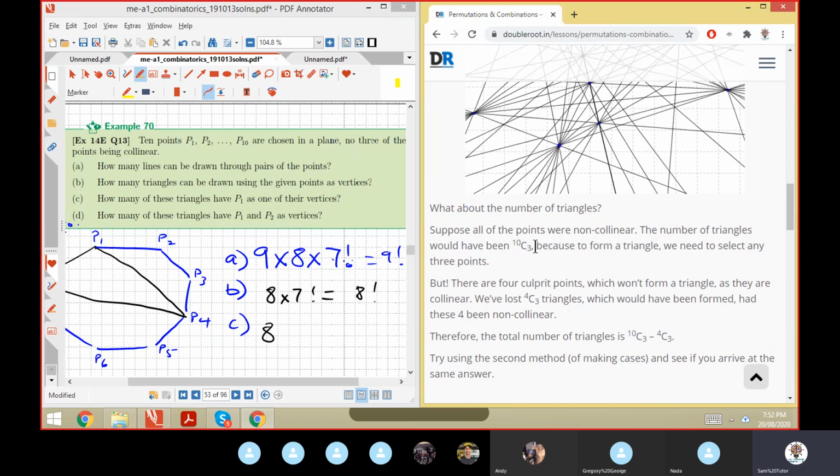What about all the other triangles? Suppose all points are non-collinear. Is that it? So this probably says it the easiest way. The number of triangles would have been 10 choose 3. I would have thought that as well. It's because to form a triangle we need to select any 3 points out of 10.